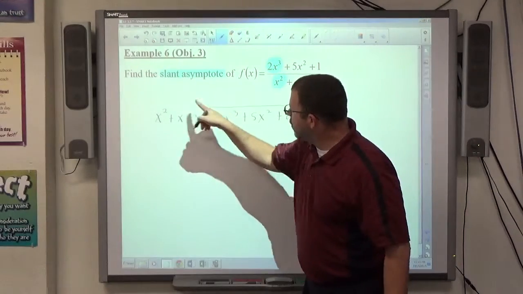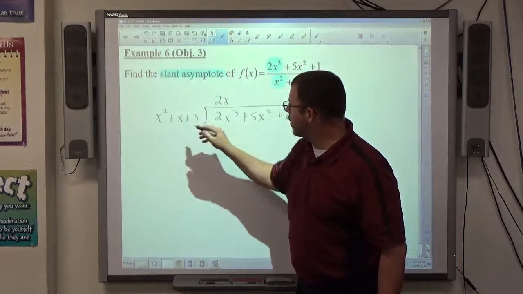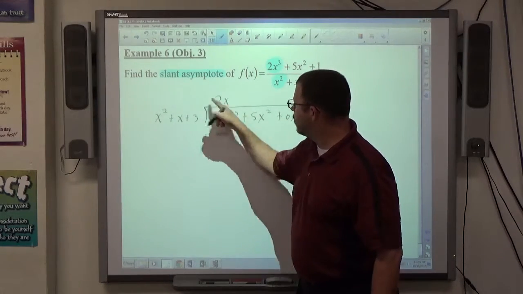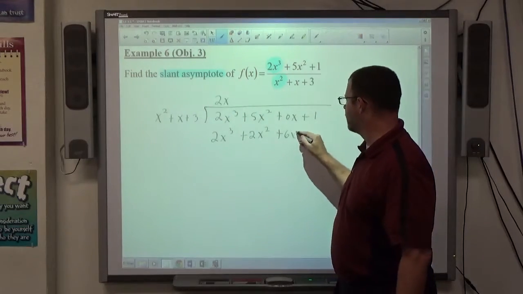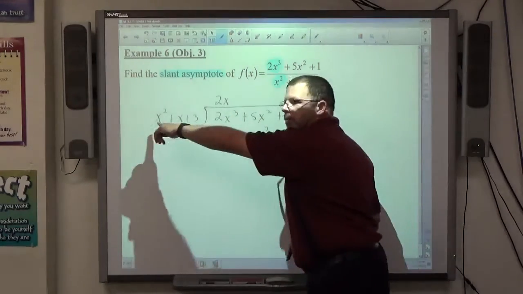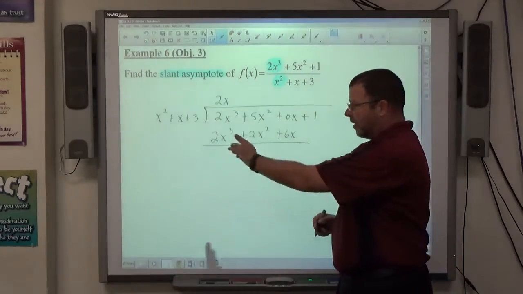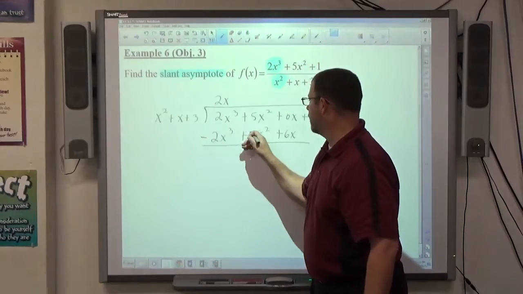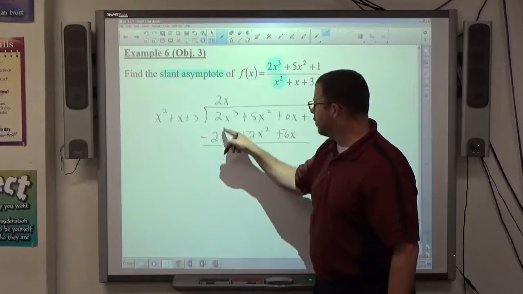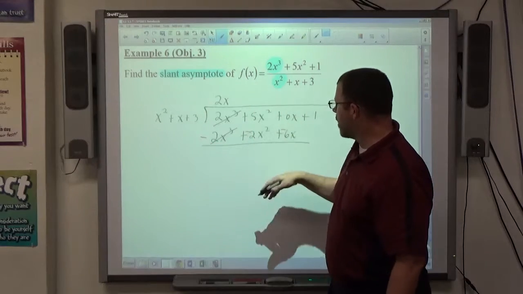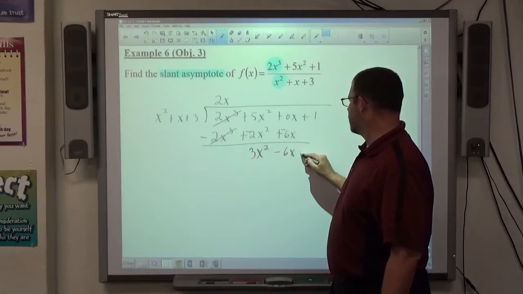So 2x cubed divided by x squared is going to be 2x. 2x times x squared is 2x cubed. 2x times x is 2x squared. 2x times 3 is 6x. There are 3 objects here, so we get 3 terms here. As always, we're going to subtract the product. The product is a trinomial, so all 3 signs have to change. The first objects, as always, cancel. 2x cubed minus 2x cubed cancels. The remaining stuff just comes down. We get 3x squared minus 6x plus 1.